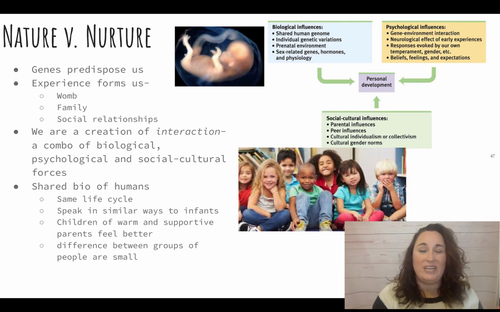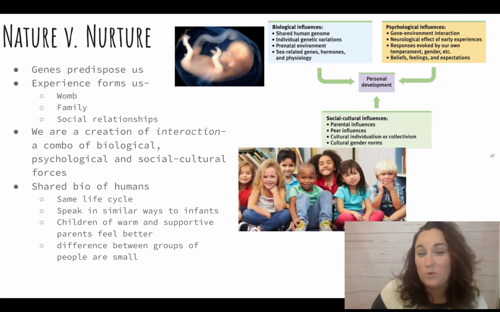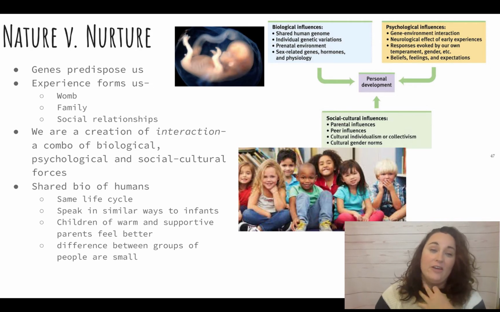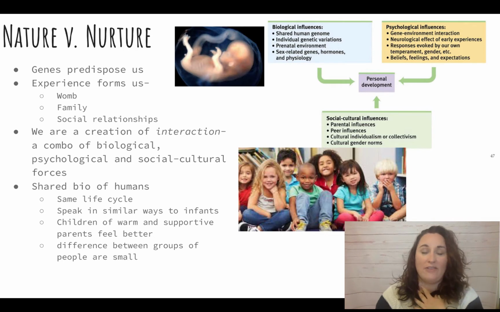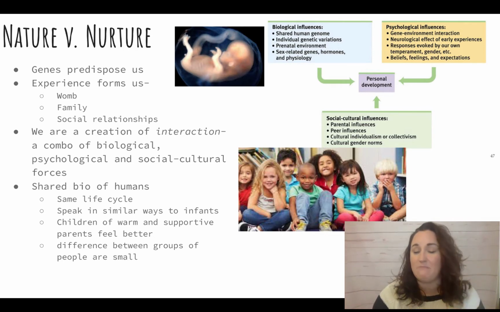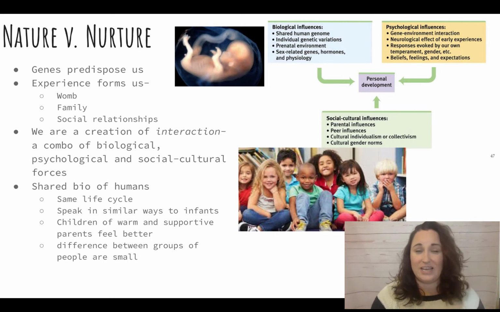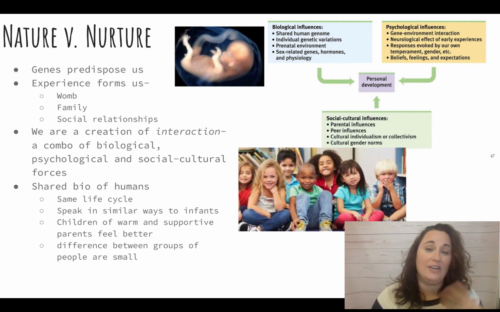So genes predispose us. Predispose meaning that you might have something in your gene pool, right? Or you might have something in your genetic code, in your DNA. But it doesn't mean that you will experience that thing. For example, you can be predisposed to having anxiety. That does not mean that you will experience anxiety, but it means you're predisposed to it, meaning you're at risk because it's in your gene pool and possibly in your genes.